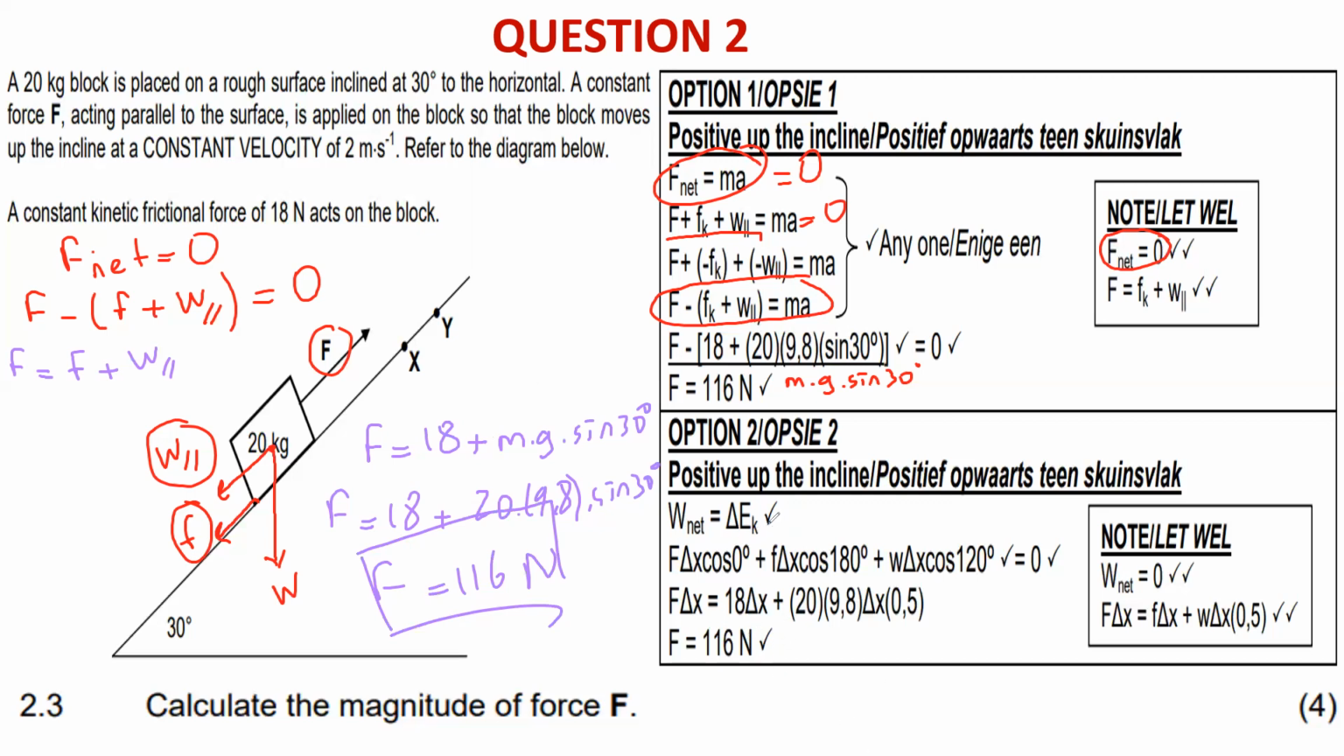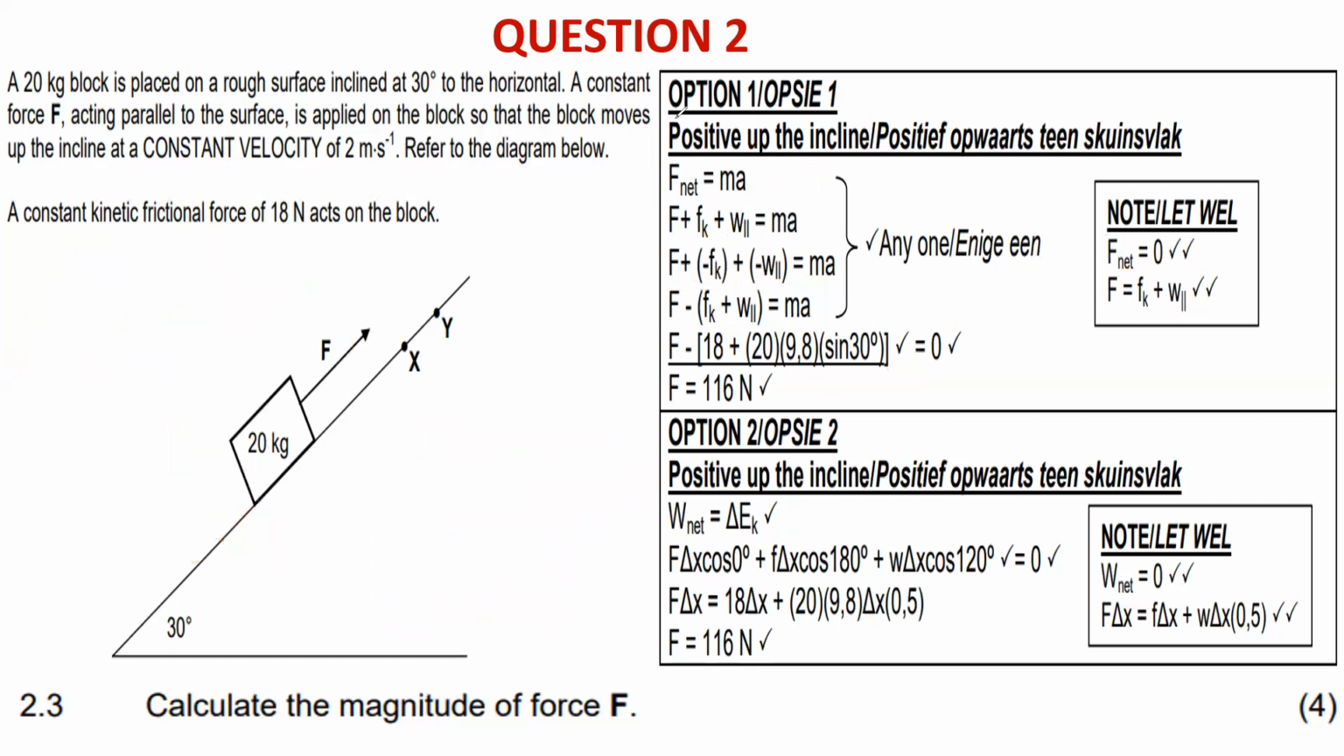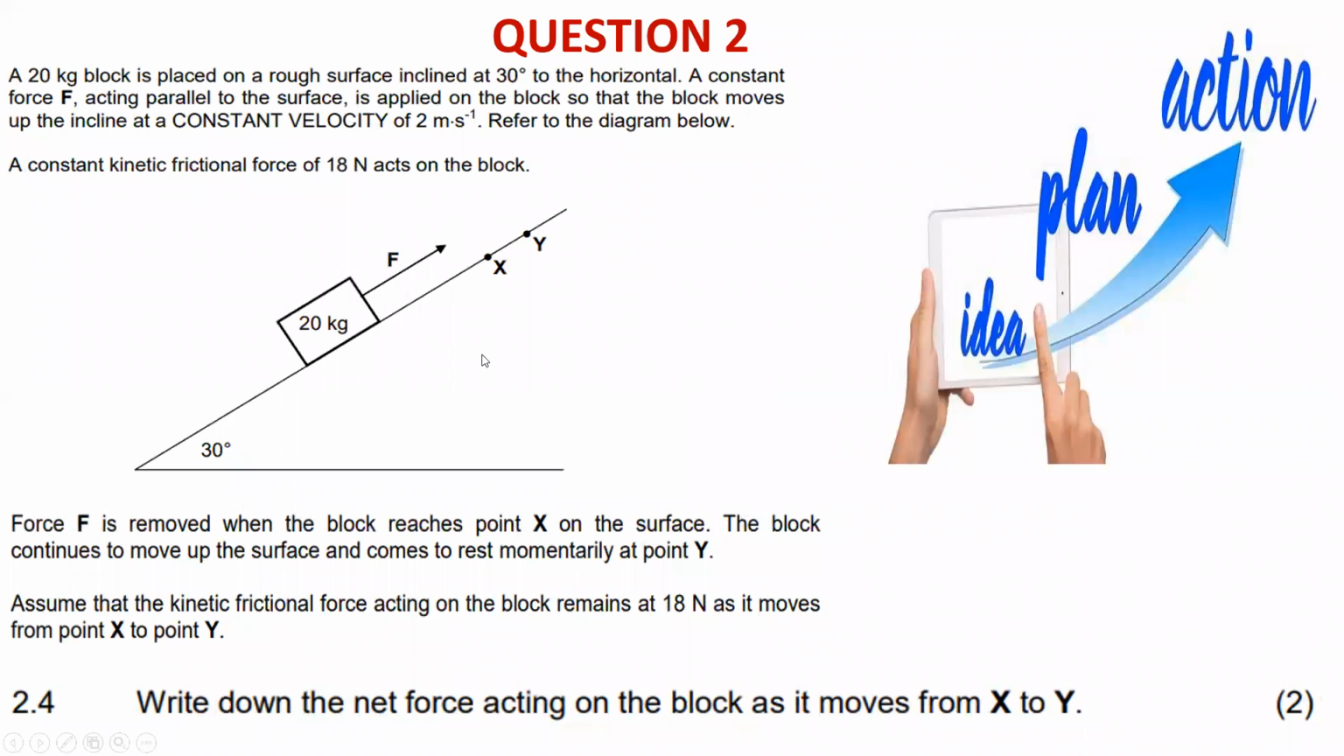You can use another formula here, energy change and the work-energy formula, or we have another option. Let's see. Oh, we don't have, okay, just that option. All right, let's continue with the next question. Now they said write down the net force acting on the block as it moves from X to Y. So now the kinetic friction force acting on the 18 newton block as it moves from point X to Y. That's our question 2.4.